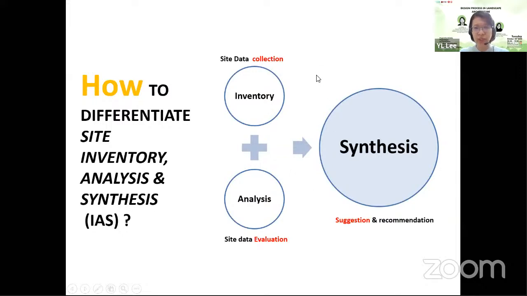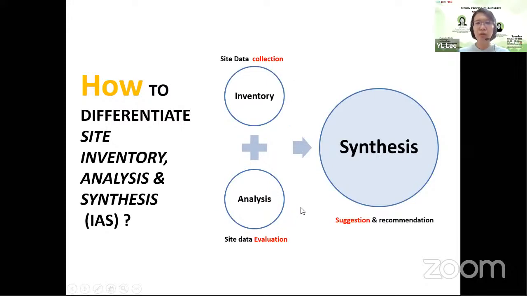From my experience, my students, especially the lower years, always confuse inventory and analysis. Students are good at doing inventory. You can collect a lot of information from the site, from the secondary data, but without analysis. Why? As simple as the question that I can ask you, right? If you say, okay, I go to the site and I see this and that, and you record everything, you have to ask yourself, did you do any analysis? Because you only did the inventory part without analysis.